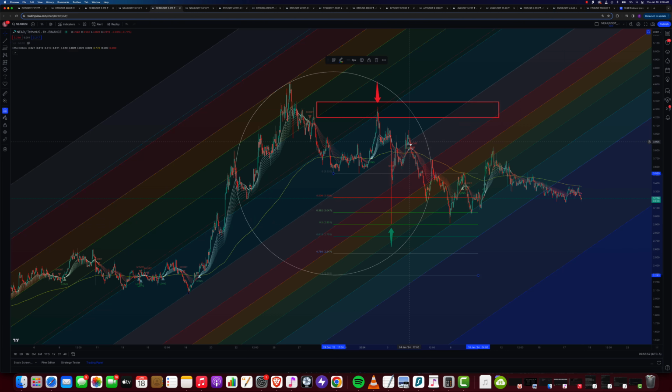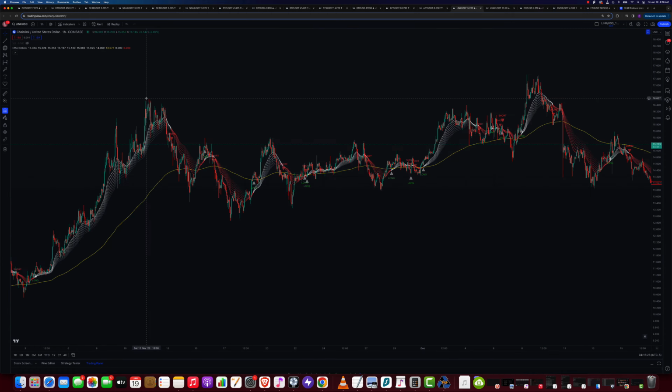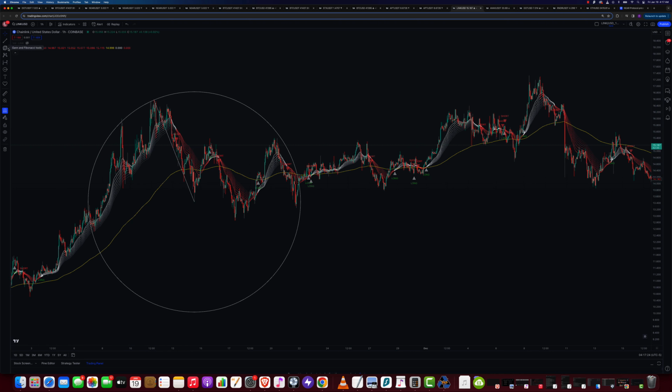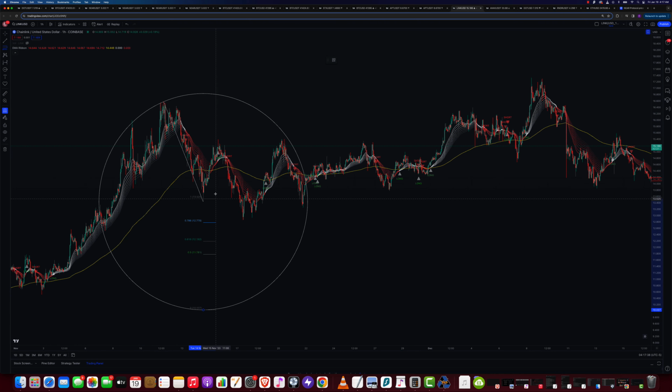Now let's take a look at Chainlink to see some more examples. Let's go ahead and draw a circle from the first impulse move down. And this time draw our Fib retracement from the bottom of the circle to the top. We see strong resistance at the 0.786 line, with price getting rejected 4 times.